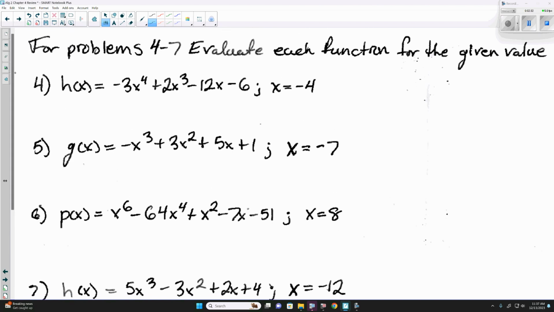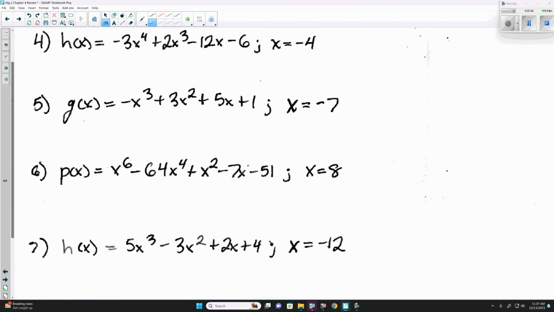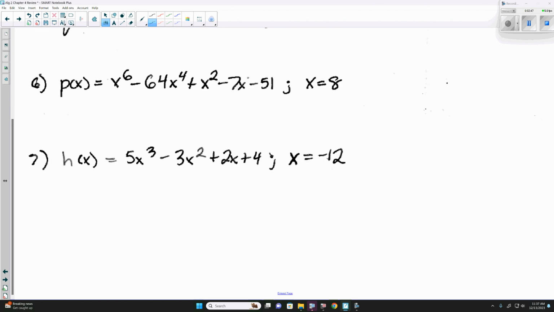Let's look at 4 through 7. Evaluate each function for the value of x. Which one of these do we want to look at? Take a pick. 6. Whenever we evaluate any of these, we're just replacing each x with its value. So we'd have 8 to the 6 minus 64 times 8 to the 4th plus 8 squared minus 7 times 8 minus 51.